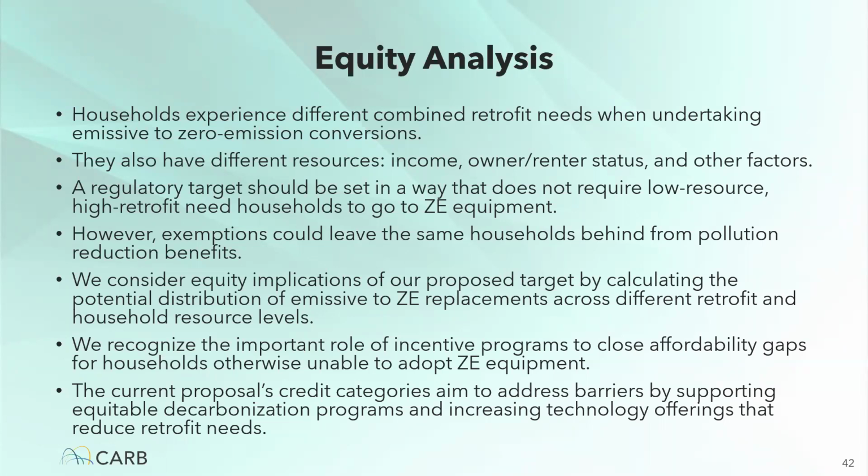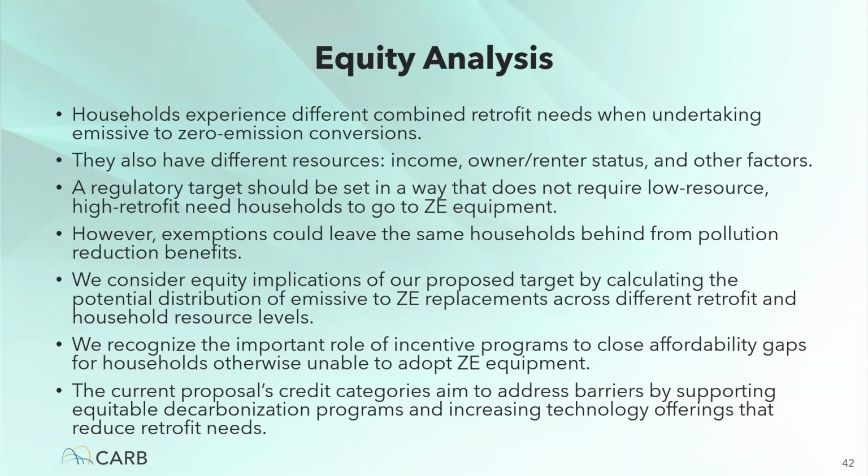So household resources and needs will differ widely across the state. For example, 2 in 10 Californian households today report finding it very difficult or nearly impossible to pay for a $1,000 emergency expense. And that share jumps to nearly half for Californians who make under $40,000 a year. So we need to design our regulatory targets in a way that does not require low resource, high retrofit need households to transition to zero emission equipment if it's not possible for them.